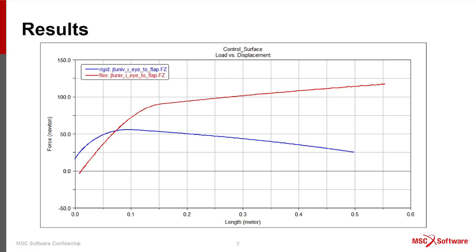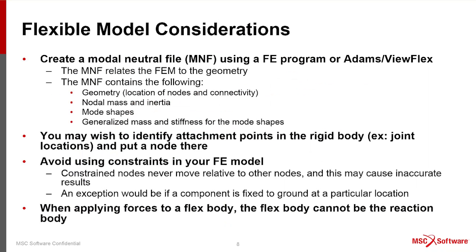Now, there are some considerations to take into account when we're using flex bodies. One of these is that we, of course, create a modal neutral file using an FE program, or you can use Adams Flex if you prefer. This modal neutral file is going to relate the finite element model to the geometry, and it contains things like geometry, including location of nodes and connectivity, nodal mass and inertia, mode shapes, and then the generalized mass and stiffness for the mode shapes. One of the things to think about is that you might want to identify the attachment points in the rigid body and put a node there.